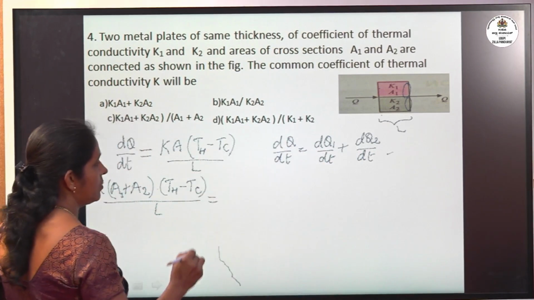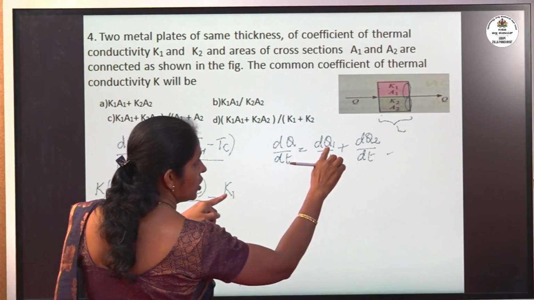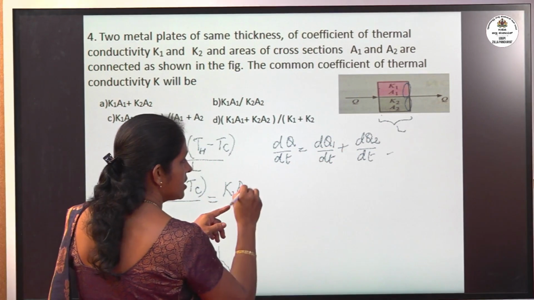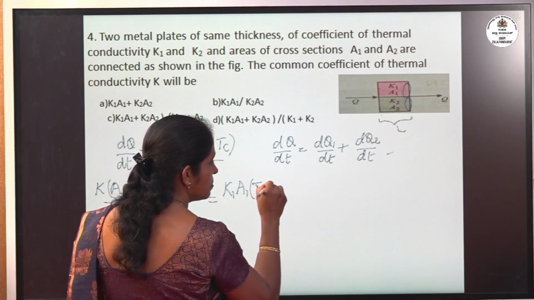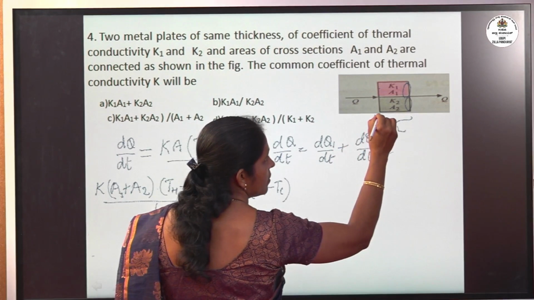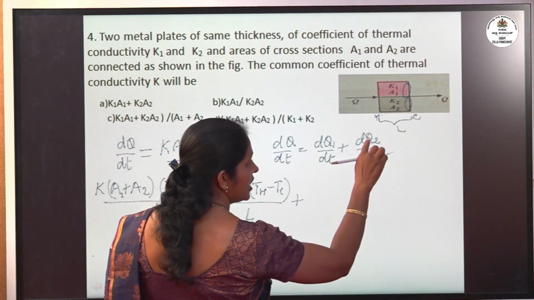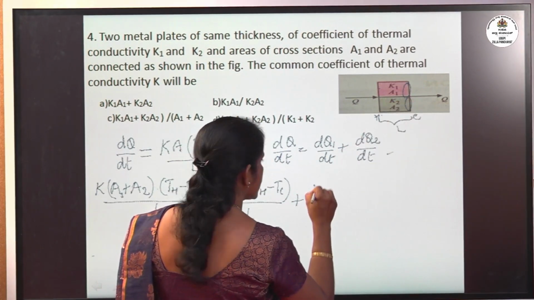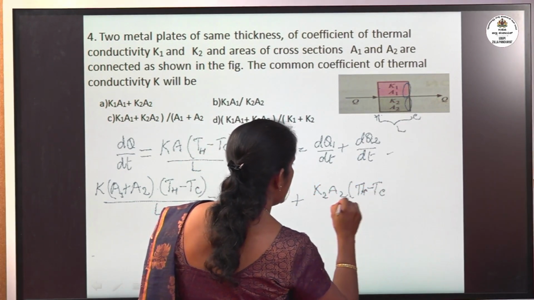dQ1 by dt is K1 into A1, where K1 is the thermal conductivity of the first body, A1 is the area of cross section of the first body, Th minus Tc is the temperature difference between hot end and cold end, divided by length L, plus dQ2 by dt. For the second body, it is K2A2 into Th minus Tc divided by L.